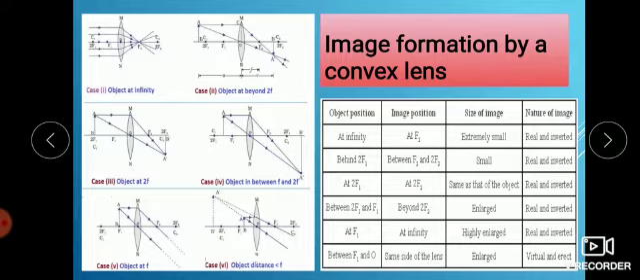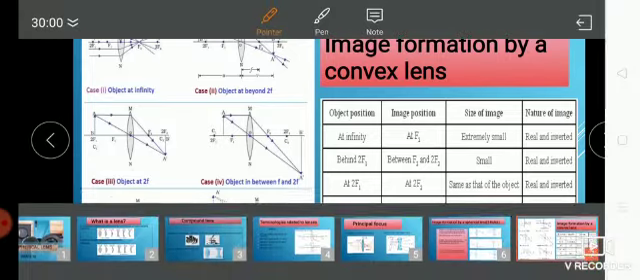There we had 6 positions for a concave mirror, right? Here we have 6 different positions for a convex lens. So if you look at this picture, first it is at infinity, then it is beyond 2f1, right? Then at 2f1, then it becomes between 2f1 and f1, right? Then it comes to f1, then it goes between f1 and optical center.